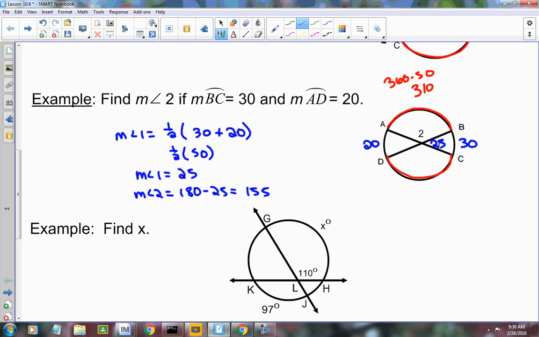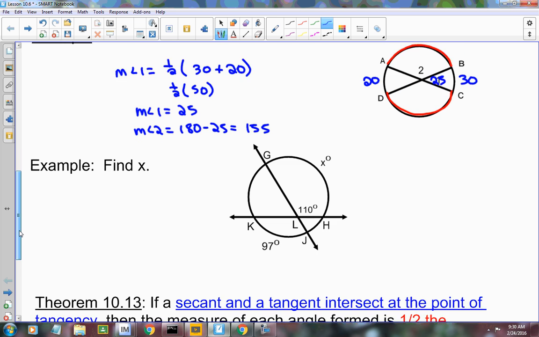Which is 310, and then if I took half of that, I'd get 155. If that's too confusing, you can just do it the other way. But some people like to do it that way, so I wanted to check that out. All right. So here's another example.